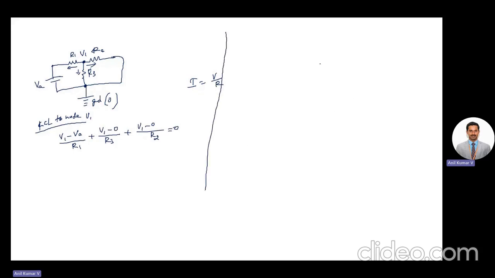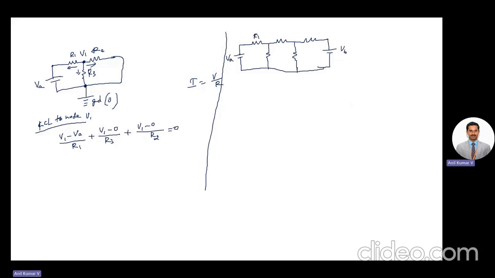Now let me take one more example with multiple nodes, where we will have a minimum of two nodes. I'll take two resistors and one voltage source, and I'll take one more voltage source instead of connecting it to ground, so that you understand how to apply the voltage, considering the polarity. This I'll take as VA voltage, and this as VB.